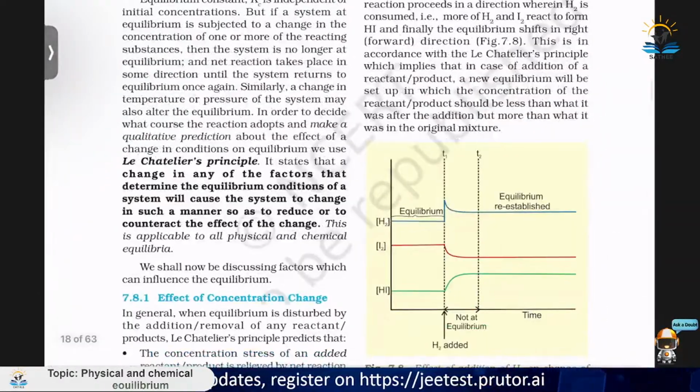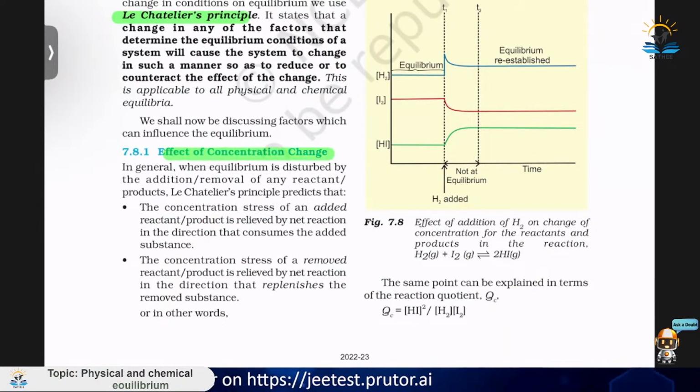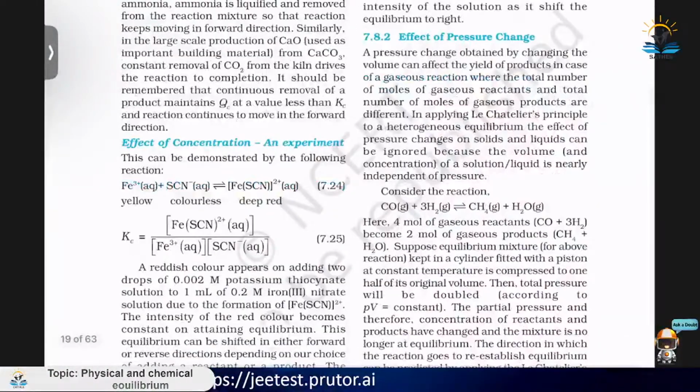Factors affecting equilibria. Only use Le Chatelier's principle to determine everything. I have already covered concentration. I've already covered pressure.